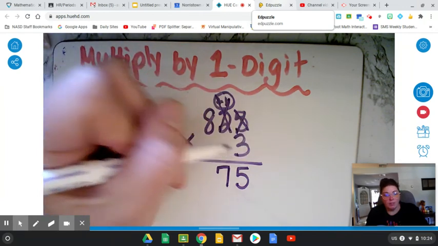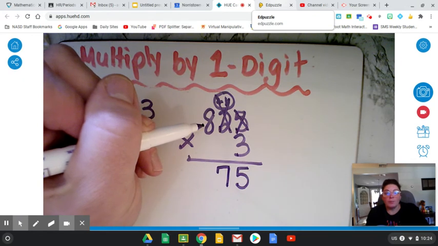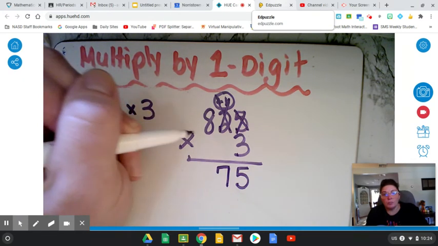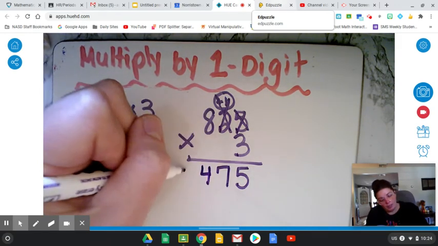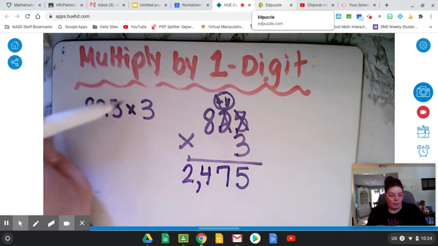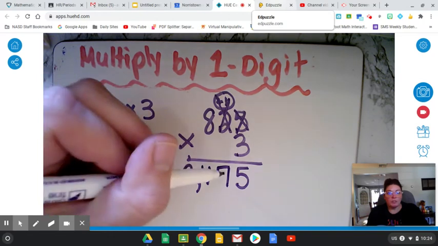Lastly, 3 times 8 equals 24. I don't need to worry about carrying because there's nothing in the thousands place. So 3 times 8 is 24. I can write that in my answer, my product, and I'm all set. So 825 times 3 equals 2,475.